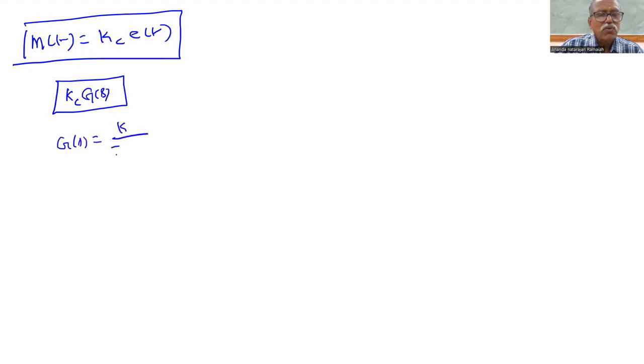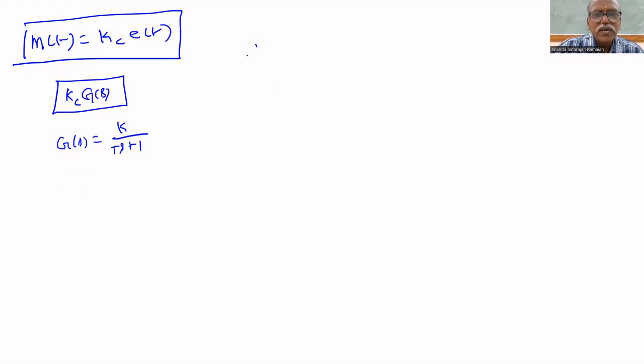The equation for the controller output is M of t equal to Kc times E of t. What is the steady state error? G of S is multiplied by Kc. Let us assume that G of S equals K upon tau S plus 1. That is G of S.